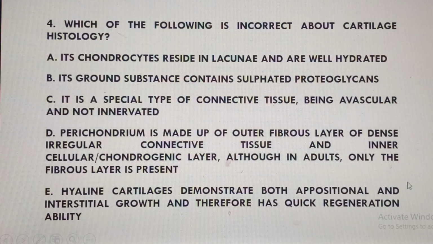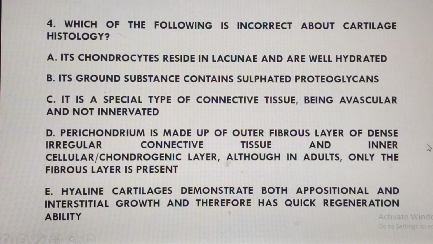So option E says hyaline cartilages demonstrate both appositional and interstitial growth and therefore have quick regeneration ability. Yes, indeed, hyaline cartilage will have both appositional growth, because of having the perichondrium, as well as, of course, interstitial growth. No problem. But the fact that it's going to cause it to regenerate faster is a false statement, because cartilages have very slow regeneration ability, because they are avascular, and they also are not innervated. So this is a wrong statement, and therefore the correct answer is option E.